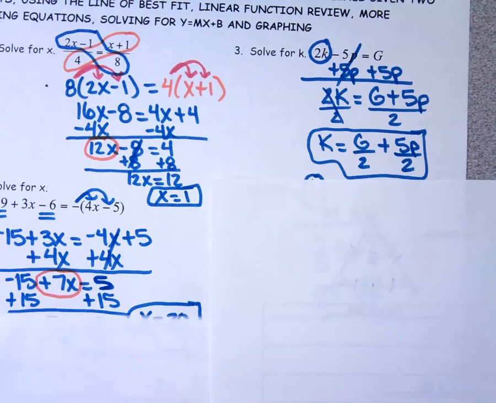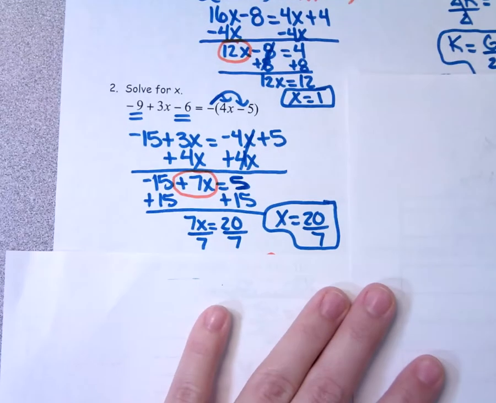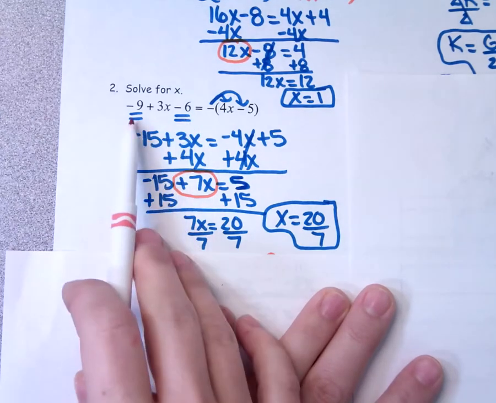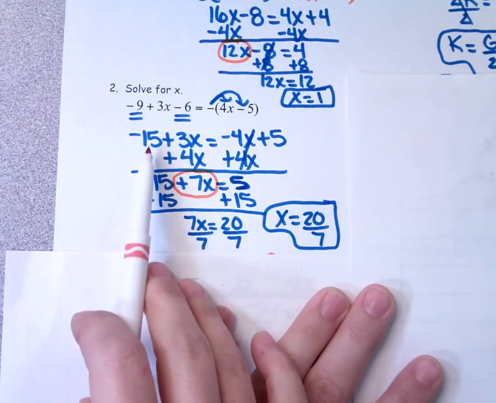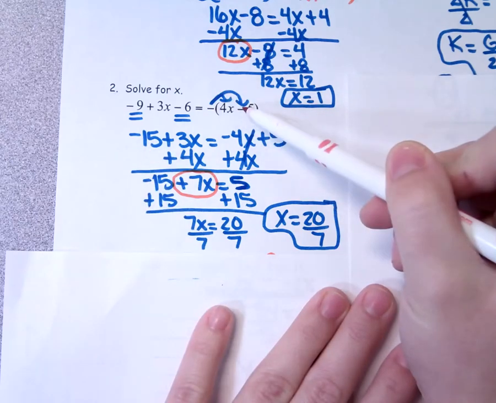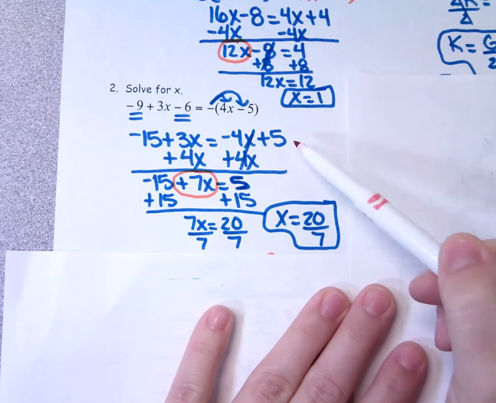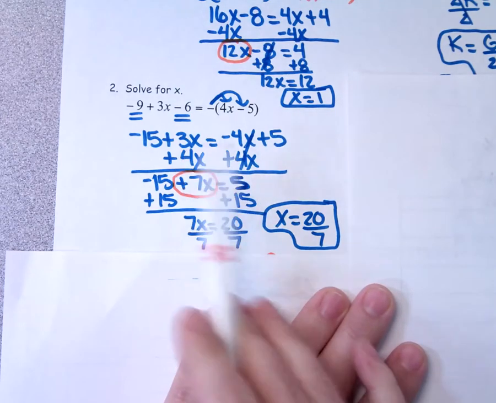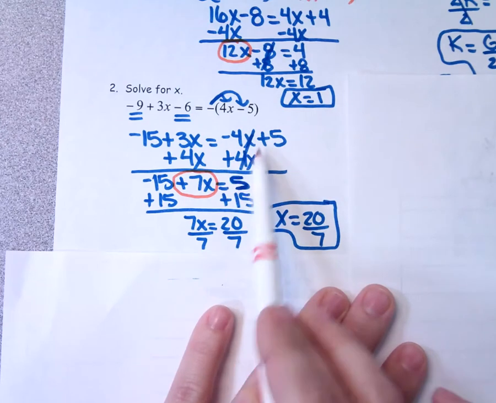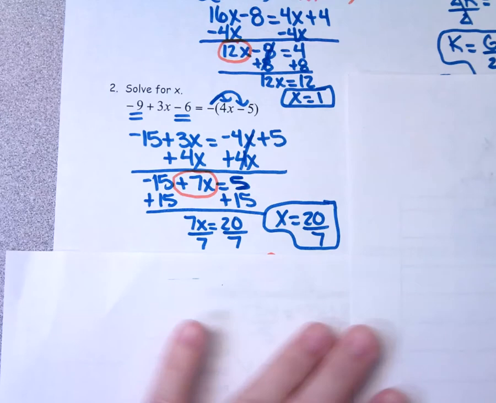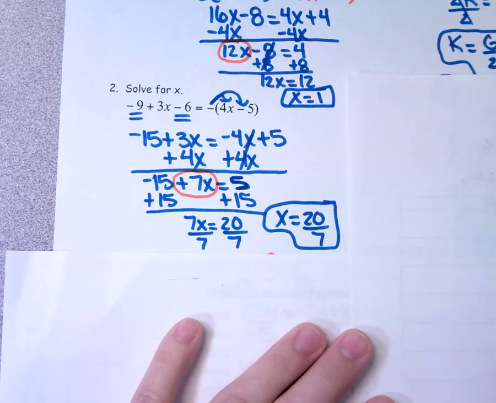Okay, going down to number 2. Number 2, I had several things going on. I could combine like terms on the left side, negative 6 and negative 9 combined to be negative 15. On the right side, I distributed my negative, which made a negative 4x plus 5. When x's are on opposite sides of the equals, we have to move one, so I moved my smaller one. I moved my negative 4x by adding 4x to both sides. You could have done something different there.